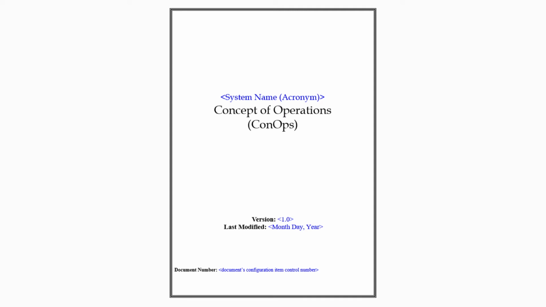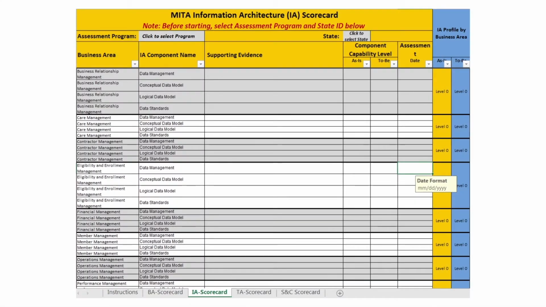On to the next Toolkit component, the Concept of Operations template. This has been included as a courtesy to states, which may or may not choose to use it. Appendix F is a MITA self-assessment scorecard that a state may find helpful when doing its self-assessment. States are encouraged, though not required, to use it.